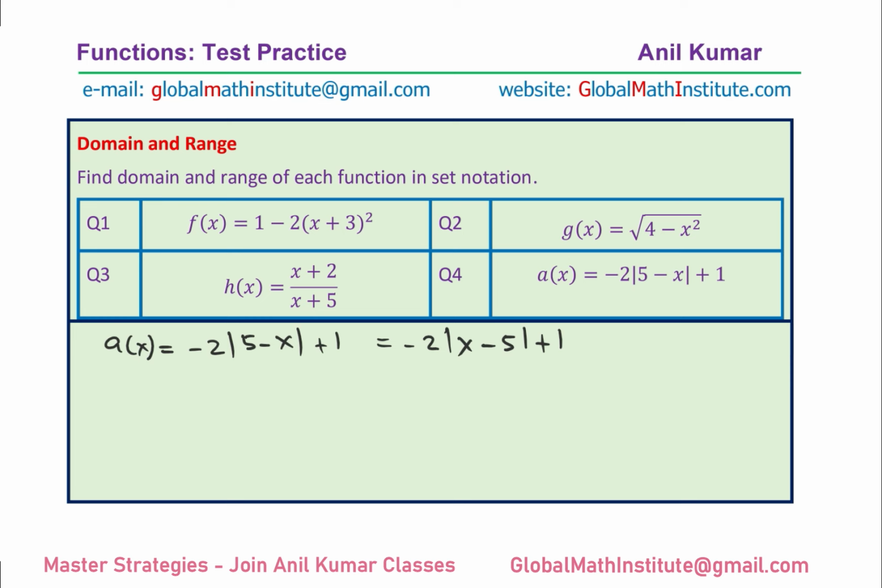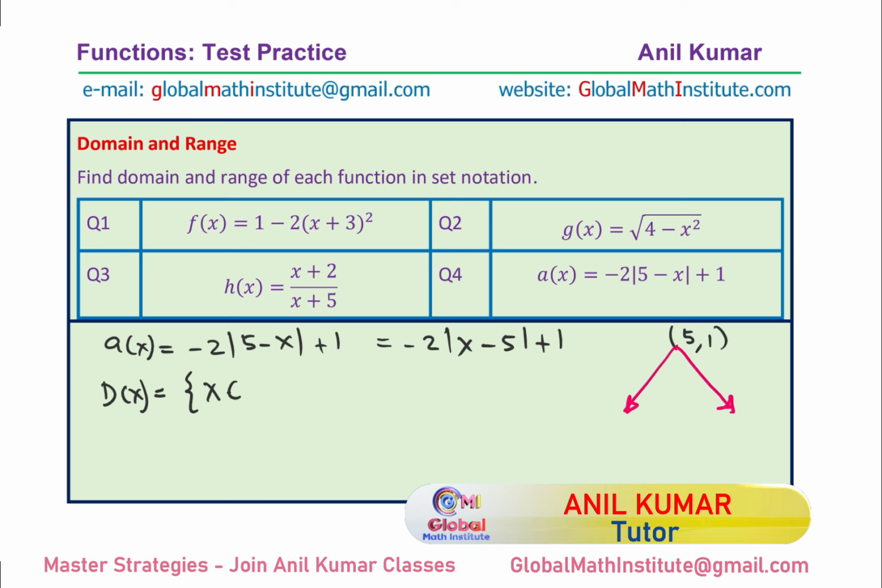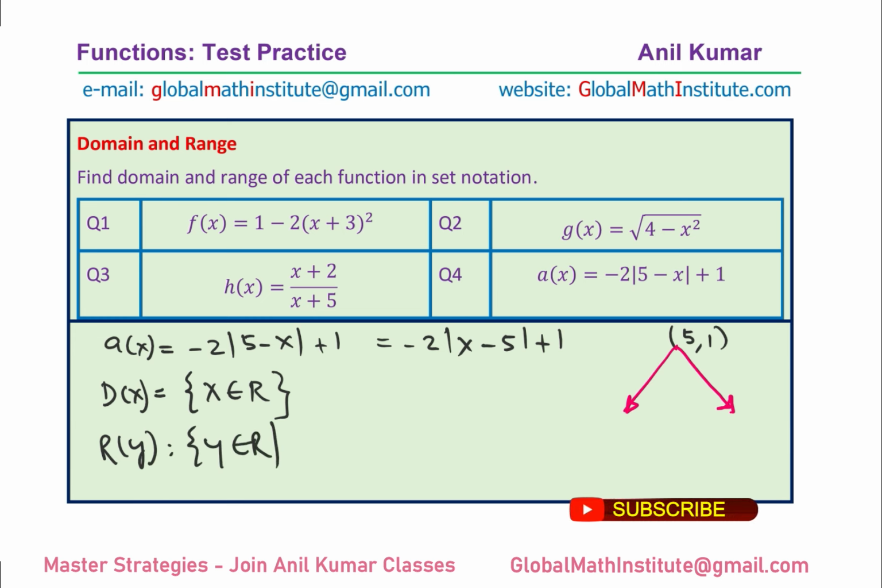Perfect. Now you can see that the absolute value function has a vertex at (5, 1). And since it is negative here, it looks like this, right? Perfect. And the maximum value will be at x equals 5, and it is going to be 1. And that gives you the domain and range, correct? So the domain for this function is x belongs to real numbers. There are no restrictions. And the range is that y belongs to real numbers, but y is less than or equal to 1. Is that clear to you?